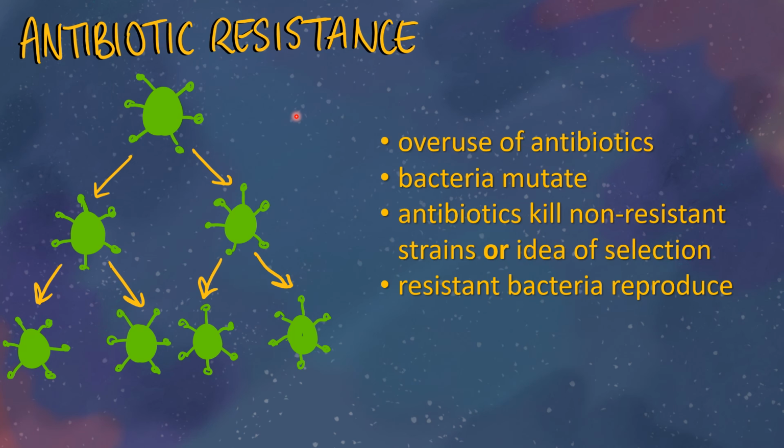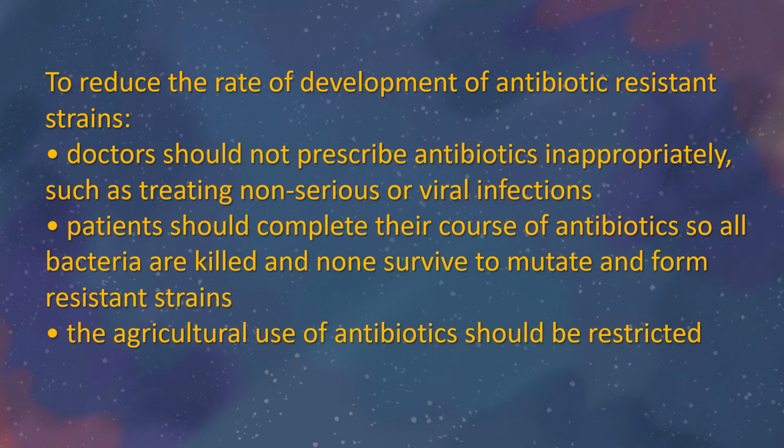So just like some of you might be allergic to peanuts, some of you might not. That is a mutation that occurred at some point a long time ago. Okay, it works the same way with bacteria, but bacteria can reproduce very rapidly. Okay, so resistance can build up really rapidly. So it's important that we don't overuse antibiotics. So how can we reduce the rate of development of antibiotic resistant strains? So doctors should not prescribe antibiotics inappropriately, such as treating non-serious or viral infections.